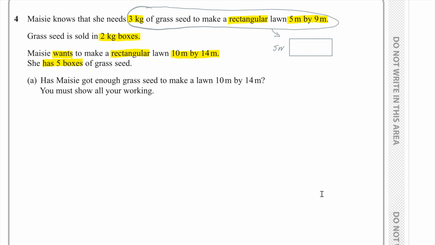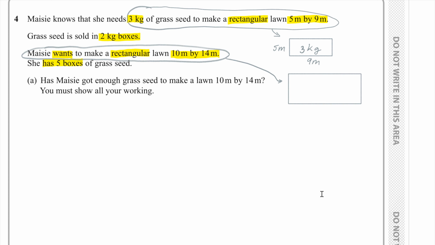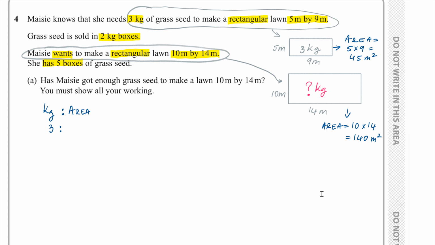We know that a 5 meter by 9 meter rectangle will need 3 kilograms of grass seed. And we need to find out how many kilograms a 10 meter by 14 meter rectangle will need. The area of the first rectangle is 45 meters squared. The area of the second rectangle is 140 meters squared. Writing this out as a ratio, kilograms to area, 3 kilograms fills up a 45 meters squared area. Let's use x for the unknown. This represents 140 meters squared.